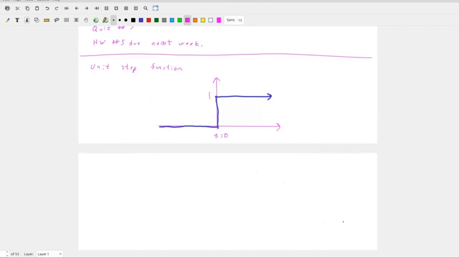Right? And so we're going to call this phi, our Greek letter phi, capital phi. And so this is our unit step response, right?